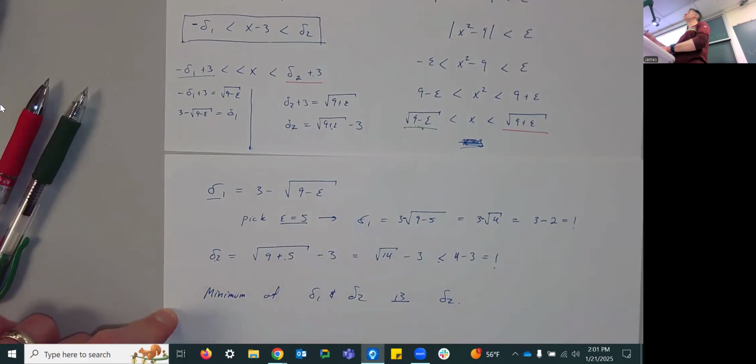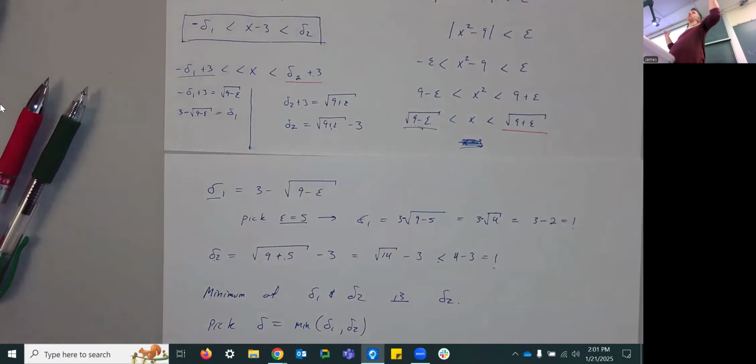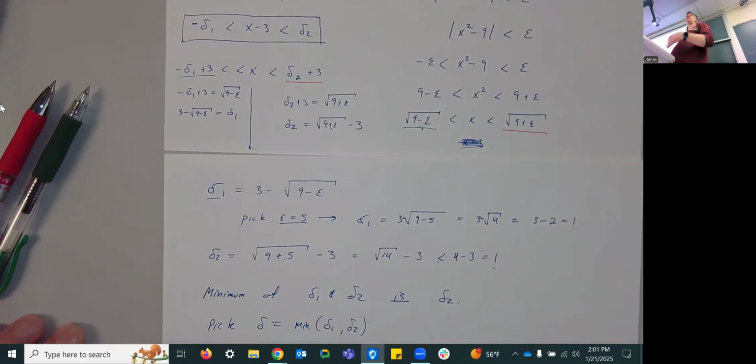Or you could do none of this work and just say, great, pick delta equal to the minimum of delta 1 and delta 2. Whatever that might be. And often people are totally fine with that. Obviously, it depends on what your instructor wants you to do. So if they say that you actually need to figure out which of the two deltas is the smaller, then you have to figure out which is the smaller.